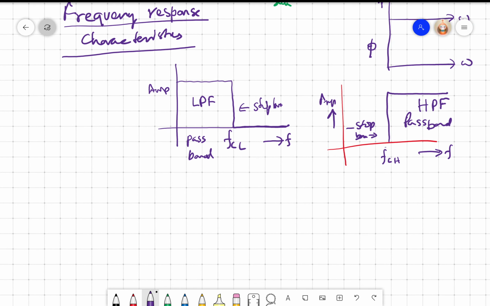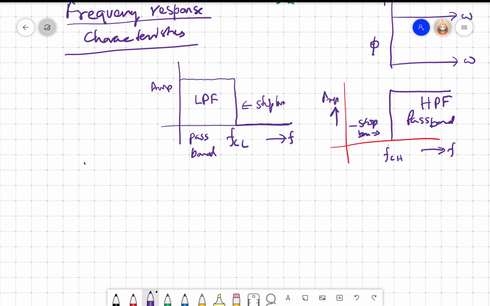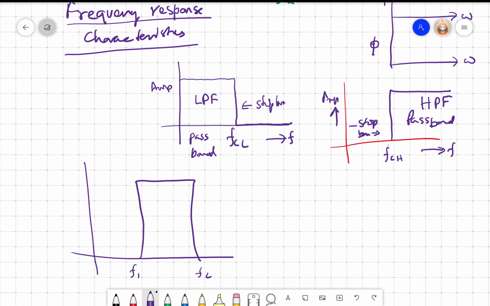There are two other characteristics that are possible. One is something like this. So I have F1, F2, and this is called band pass filter or band pass characteristics. The output is available only between a band of frequencies. So this is the pass band.